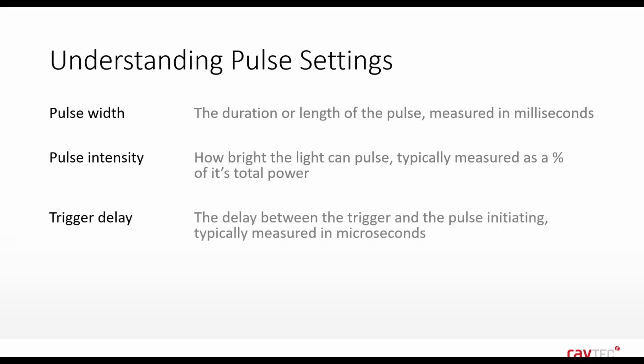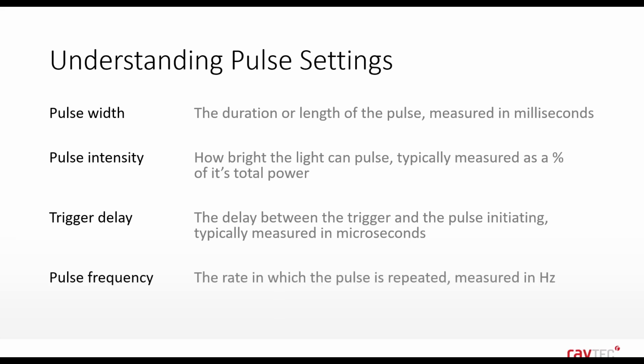We have the trigger delay. This determines when the light will initiate after receiving the trigger from the camera. This is usually measured in microseconds. And lastly, the frequency, i.e. how quickly the light can pulse, or the rate at which it can be repeated, measured in hertz.